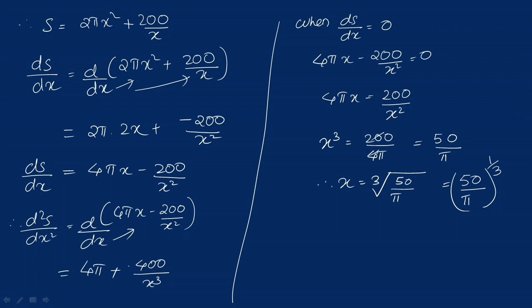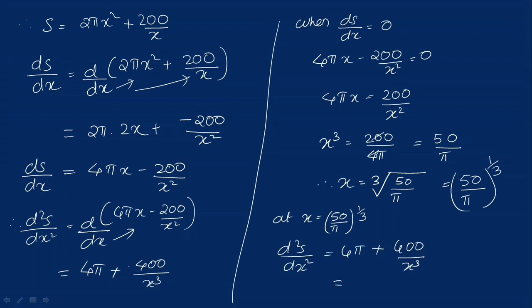So at x is equal to 50 by pi whole raised to 1 by 3, we go back to the equation of d square s by dx square, that is 4 pi plus 400 by x cube. Substituting x cube, that is 50 by pi, we will get a positive quantity. That means it is greater than 0. So that means we have the minima here. So S is minimum when x is equal to 50 by pi whole raised to 1 by 3.